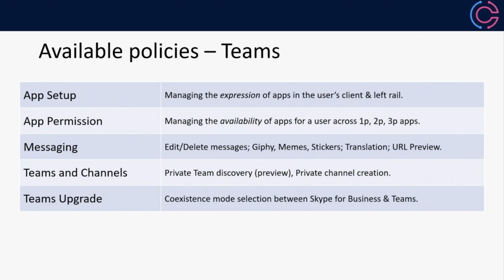Messaging policy, super popular. Lots of controls around the way that users interact with the messaging interface, including our ever popular Giphies or Jiffies, memes, stickers, all that sort of stuff. All the fun things. You could turn all that off. Certainly don't recommend that. Teams and channels policy is a little thin. Governing private channel creation. Private team discovery is something that's available only in preview right now. And then being able to upgrade, obviously, from Skype for Business to Teams, managed through the Teams upgrade policy.